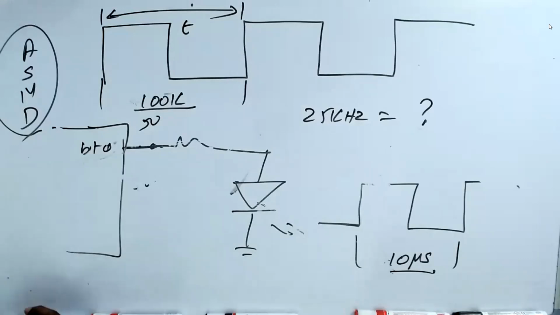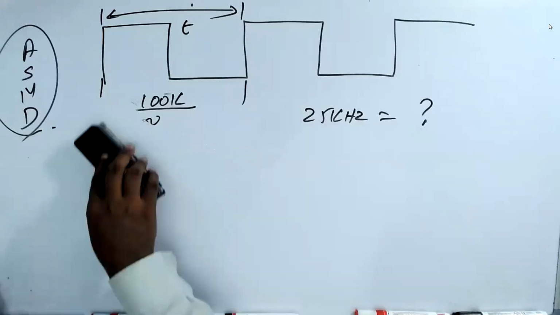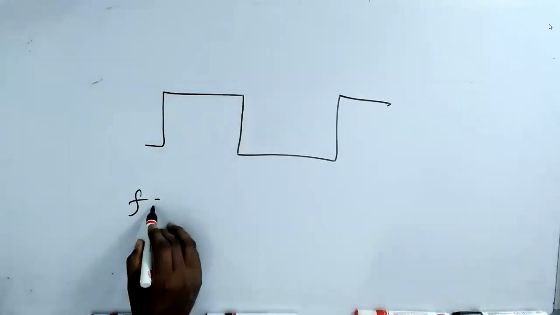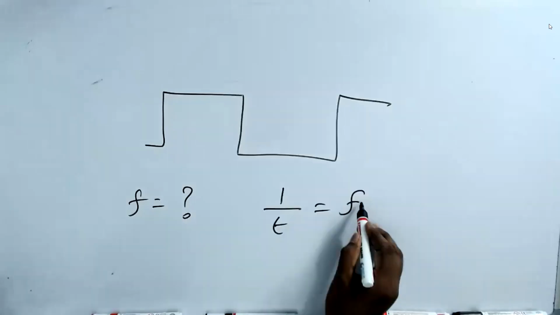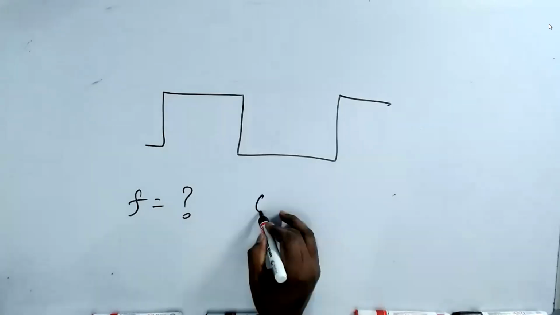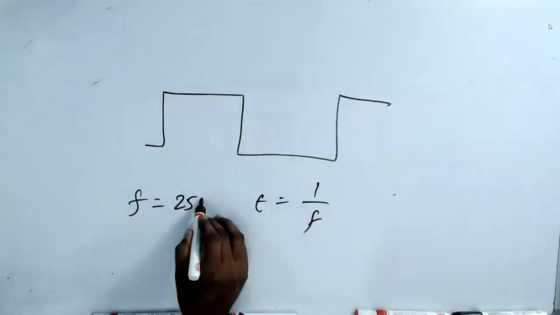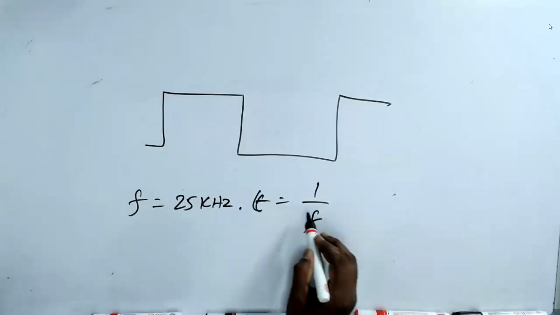Let me stop here. Let me explain this very clearly. If somebody gives you the frequency f, you know that 1 by T equals f, so T is equal to 1 by f. They give you 25 kilohertz and ask you what T is. You should give an answer so quickly. You know how much time you should take.